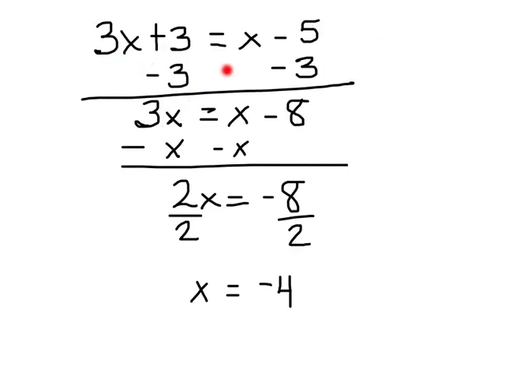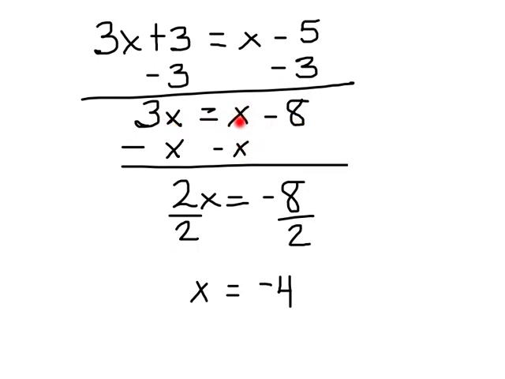In this example, we're going to start by getting rid of this 3 first. And it really doesn't make any difference which one you do first, okay? I'm going to show you actually 3 different ways to work these equations. So in this one, we're going to get rid of this positive 3 by subtracting 3 on both sides, and we have 3x equals x minus 8.